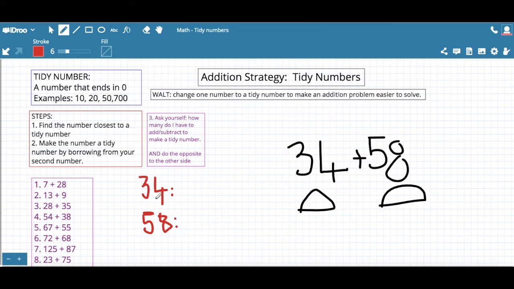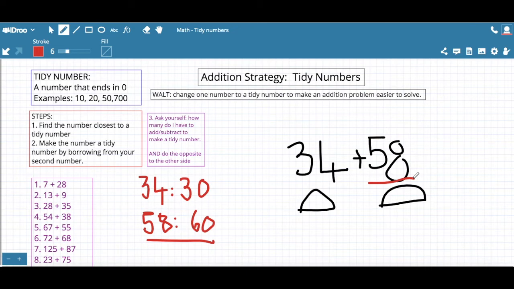Okay, so 34, the closest tidy number to 34 would be 30, and the closest tidy number to 58 would be 60. So, therefore, our 58 is closest to our tidy number because we're only adding 2 compared to having to subtract 4. 4 is a bigger number than 2, so that's why we're closer to 58. So, I've identified what number is closest to a tidy number.